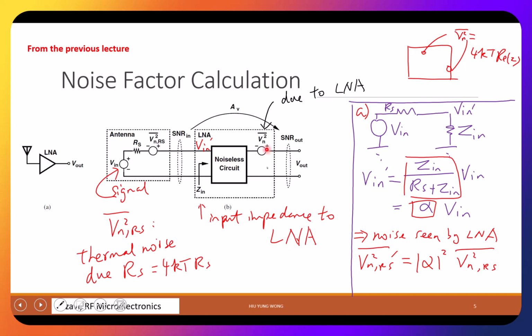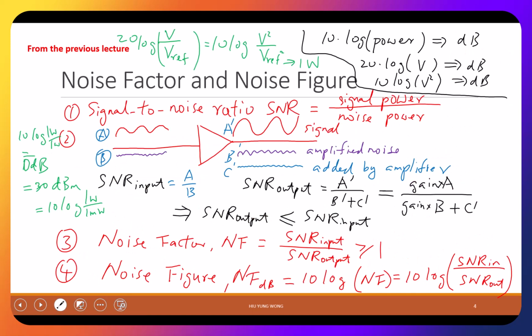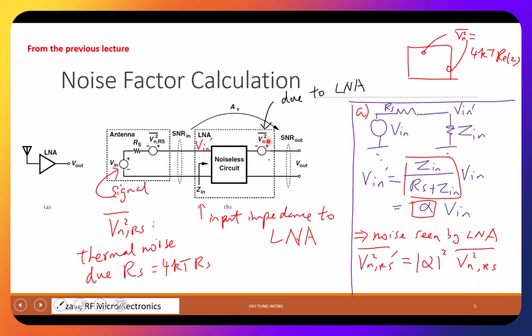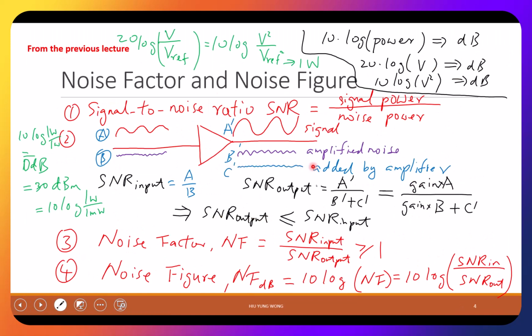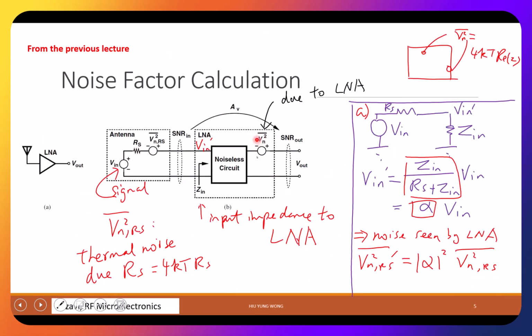Okay, I see what you mean. Yes, very good. So he's asking whether this C prime is equal to this Vn square? Yes, in this sense, yes. Because here I say that I have an effective noise generator at the output. Although it's not actually at the output, it actually generates from inside, but through all the transformation, it presents as C dash, correct? So this is just like the C dash in the previous slide.